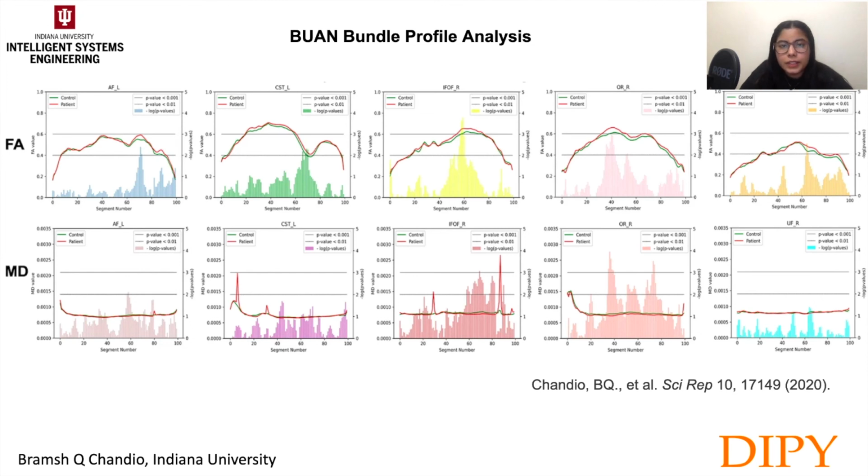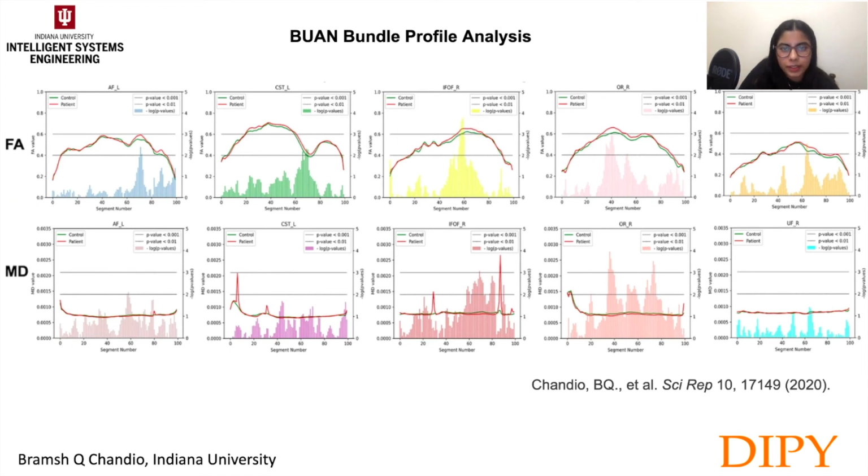Now in this way we found the exact location where there were group differences. But what are the group differences? To see what exactly the group difference is, is FA increasing or is FA decreasing? So here we have visualized the mean group FA, and MD in the bottom row, for two groups, where red shows patient and green shows control.